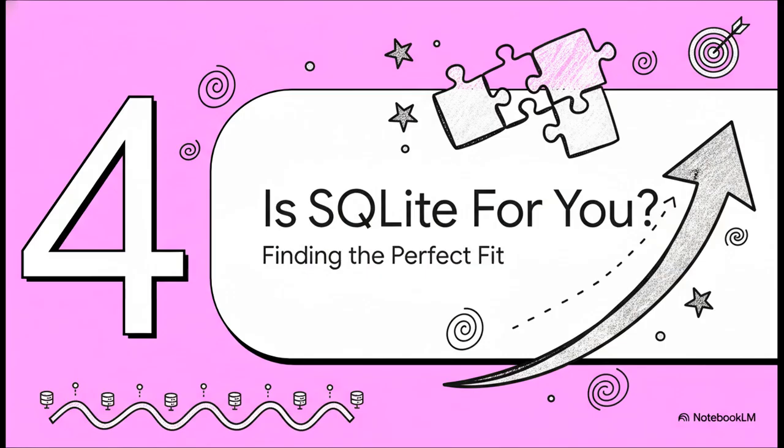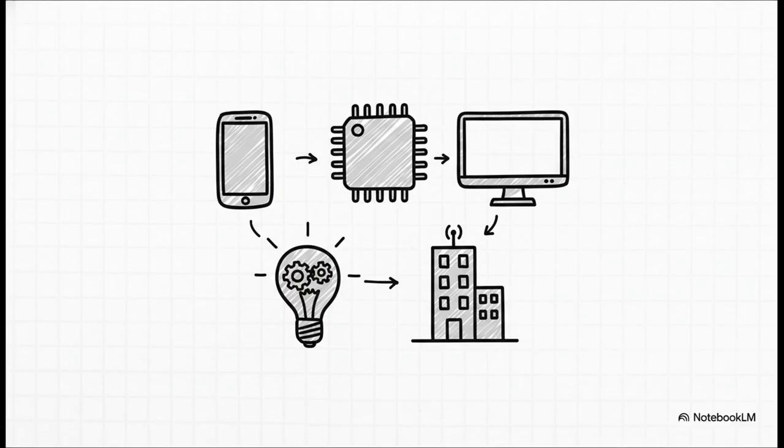The kinds of projects where it's not just a good choice, it's actually the perfect choice. Well, think about mobile apps. It's the default database on pretty much every single phone, giving each app its own private little data store. It's amazing for embedded systems and Internet of Things devices that need a database with zero maintenance. It's also a fantastic choice for regular desktop applications, for quickly prototyping new ideas, and even for websites that get a lot of traffic, but just don't have that many writes.